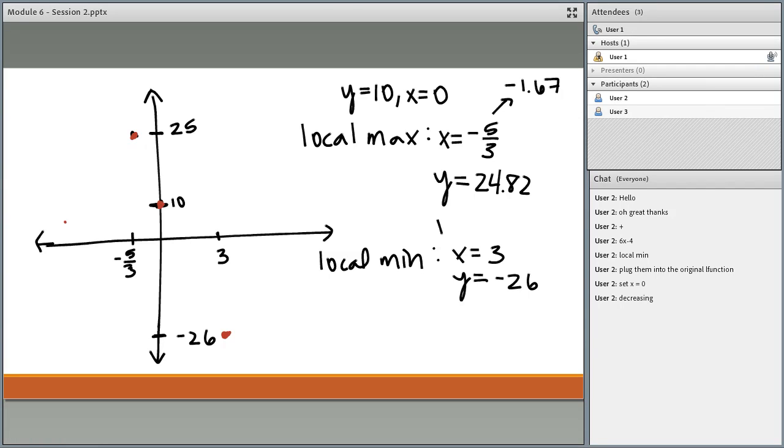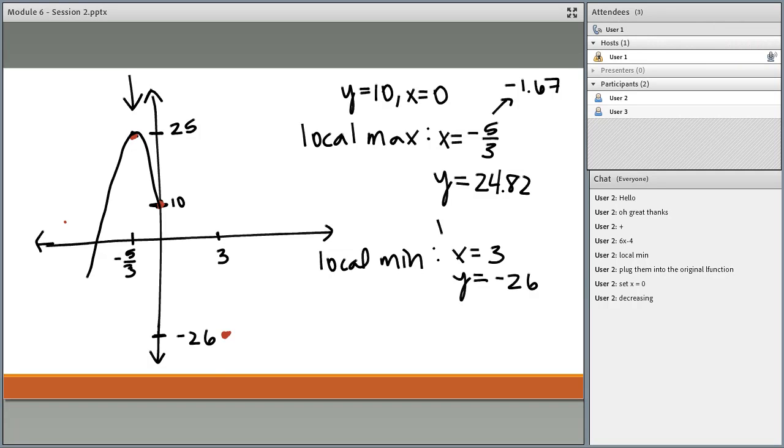So just to the left of the critical value, where we have this local maximum, the graph would have to be increasing, because we would increase until we get to the local max where the graph goes flat, and then we start to decrease just to the right.